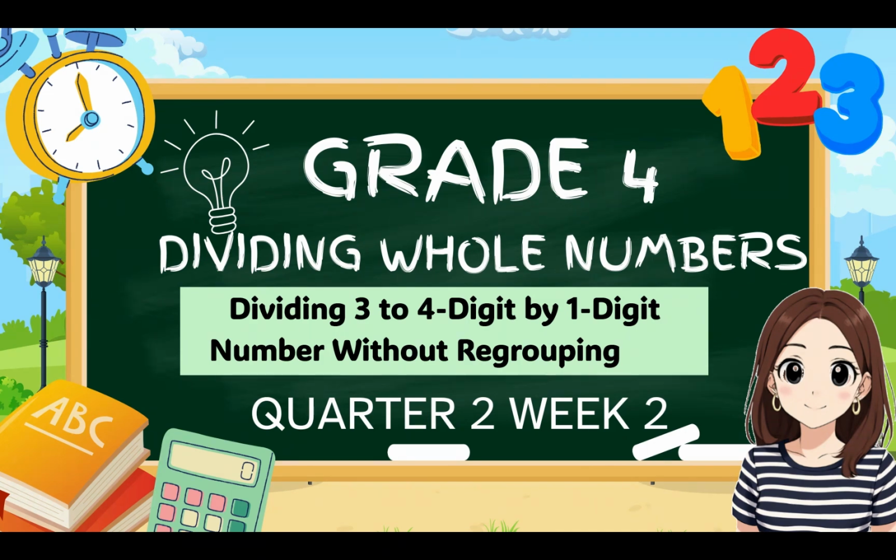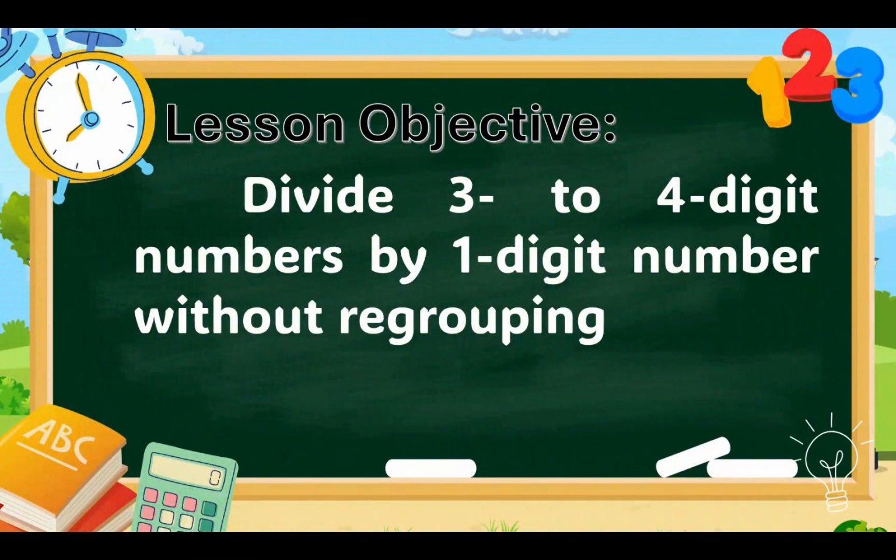Mathematics, Grade 4, Quarter 2, Week 2. Our topic is about dividing whole numbers, specifically dividing 3 to 4 digit by 1 digit number without regrouping. Now for our lesson objective, divide 3 to 4 digit numbers by 1 digit number without regrouping.